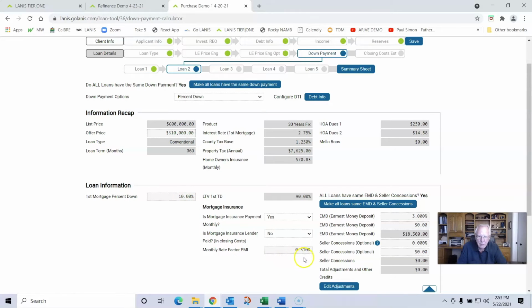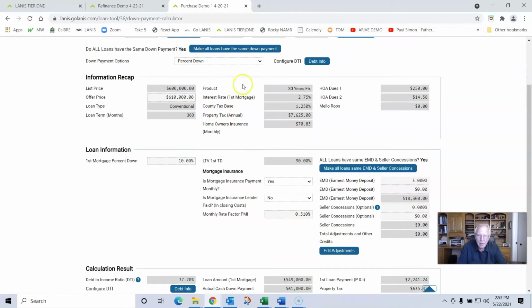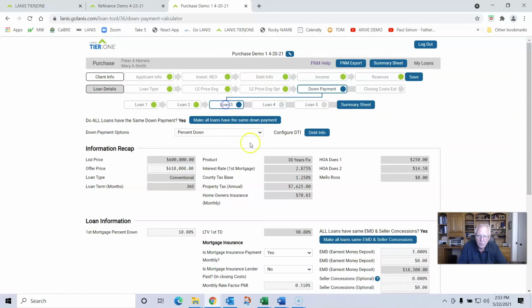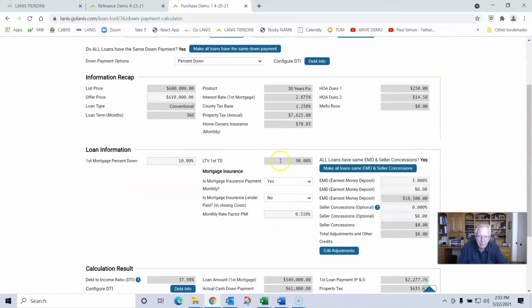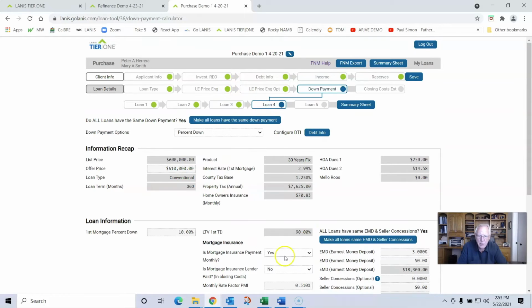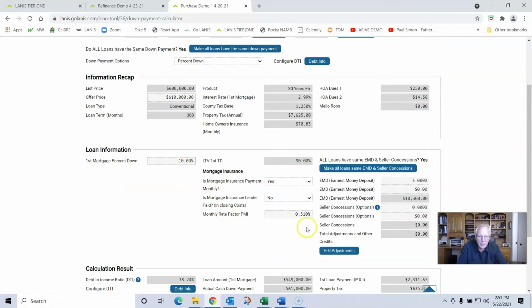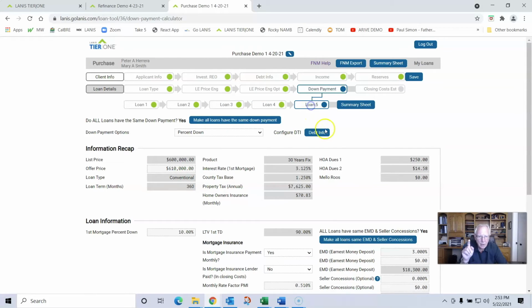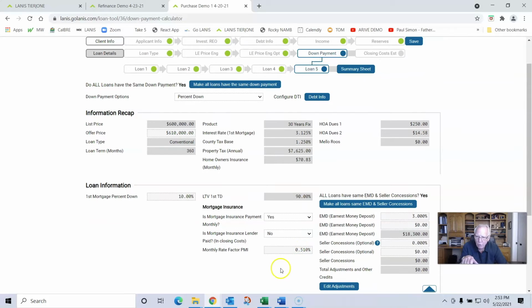We're going to go over here to loan two, and we've factored in 10% down. The monthly MI factor is done. We're going to go over here to loan three, same scenario. Loan four, same scenario, 10% down, 0.51. So if you look at this, it's very quick, it's very easy, and it automatically does that for you.